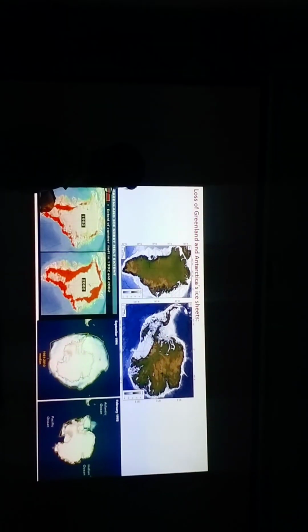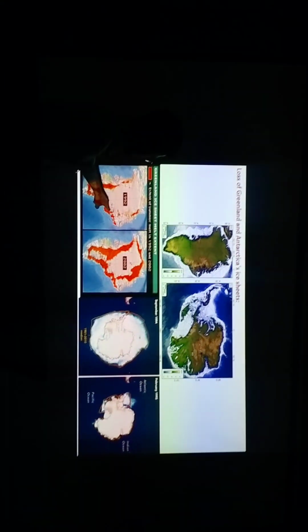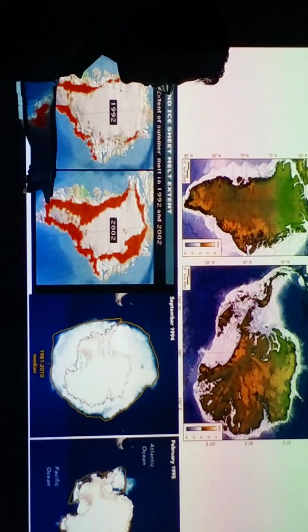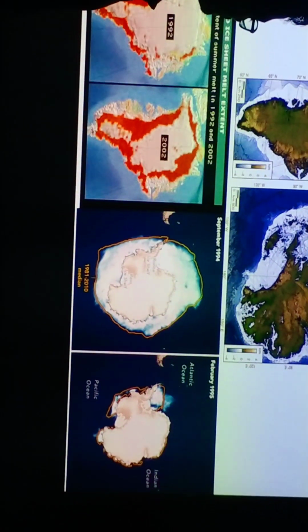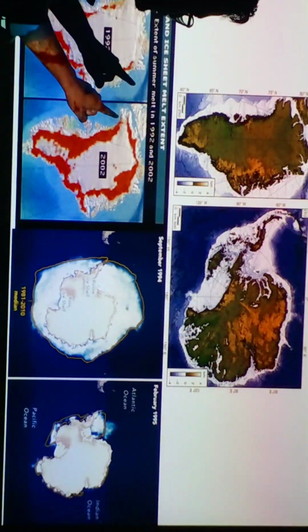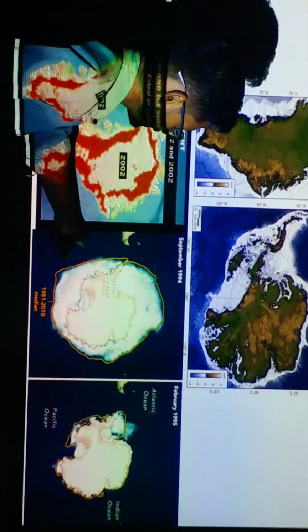As you can see in the picture, this one is Greenland and this is Antarctica. In 1992, the melted ice area was this much, and it later extended to this area. And in September 1994, the Antarctica ice cover was this much area, but all the ice has melted since 1992.